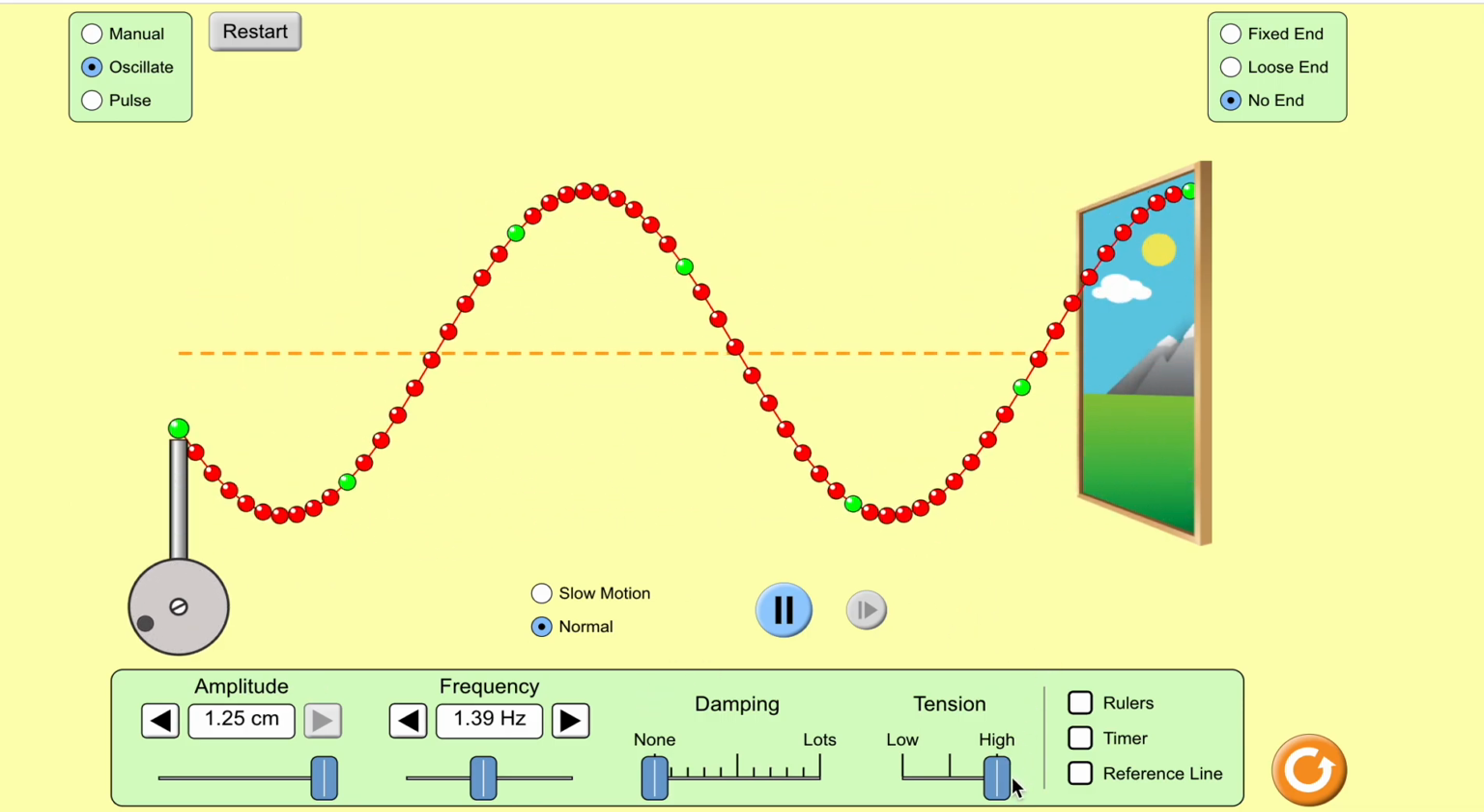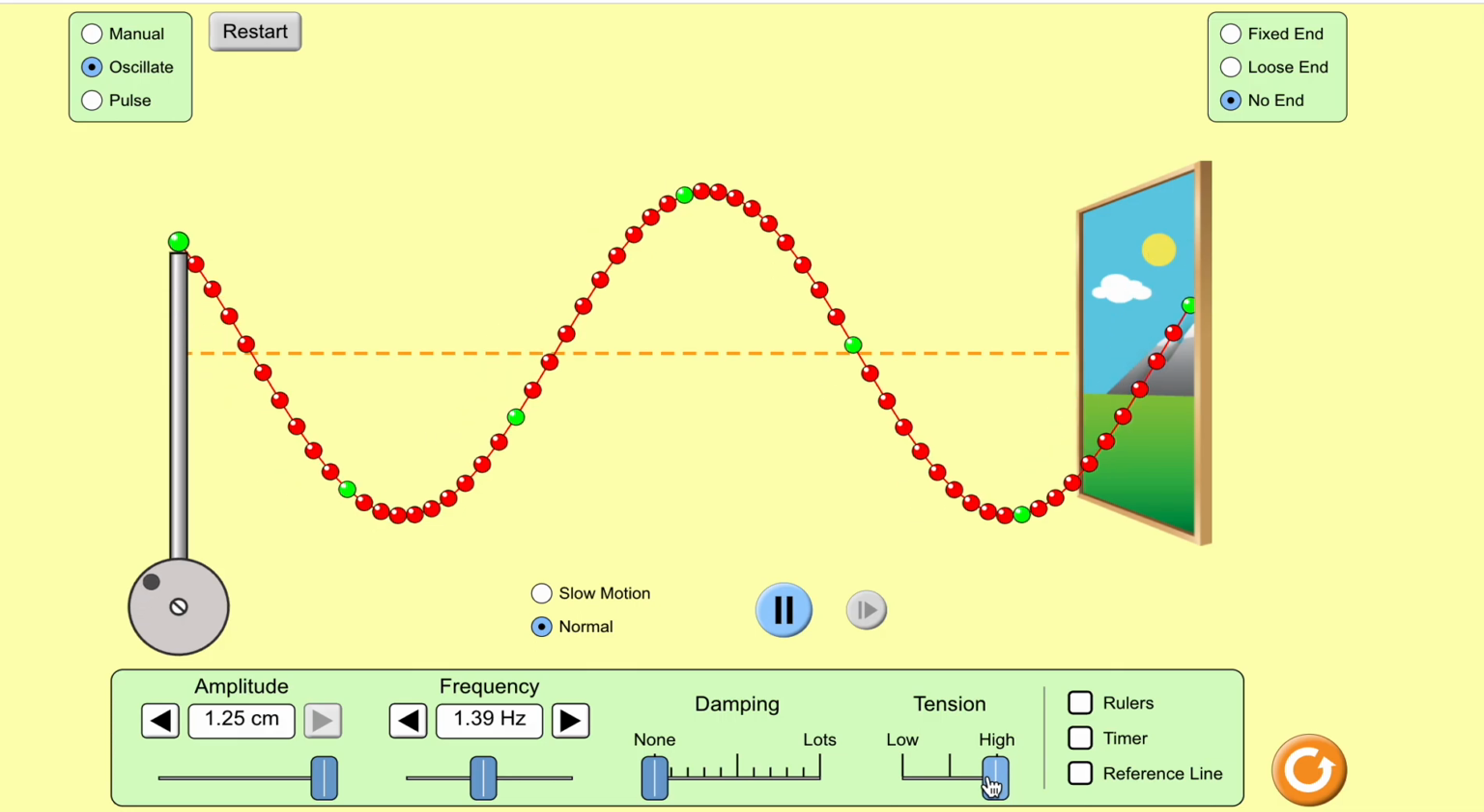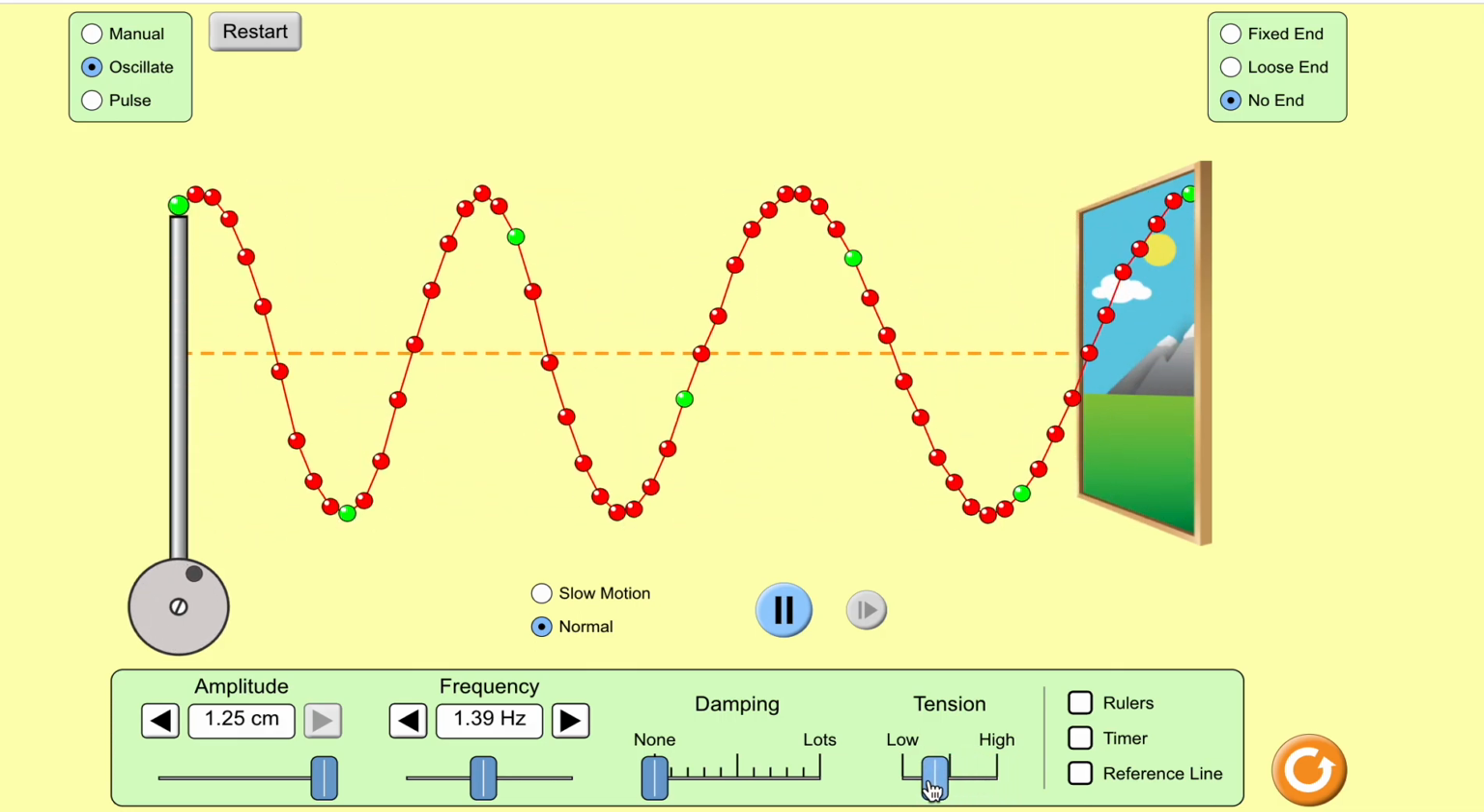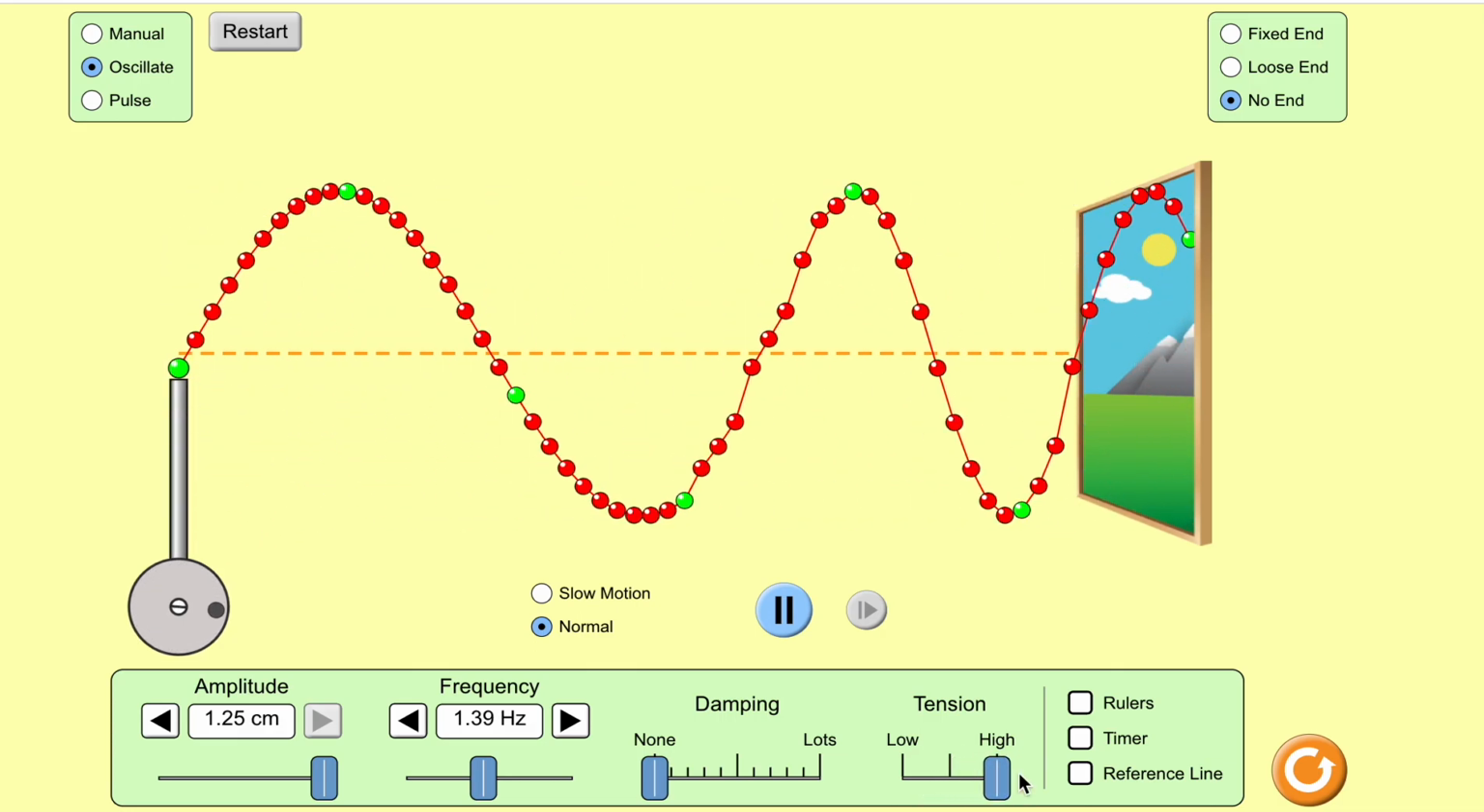So how do you change the speed? Well, we'll talk more about this later, but if I change the tension, you can see it immediately changes the speed, okay? But more on that later.